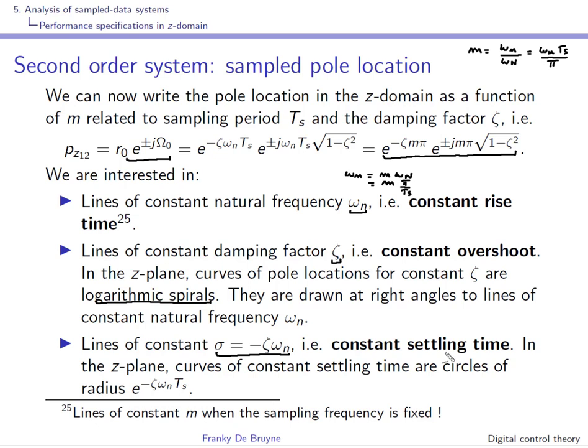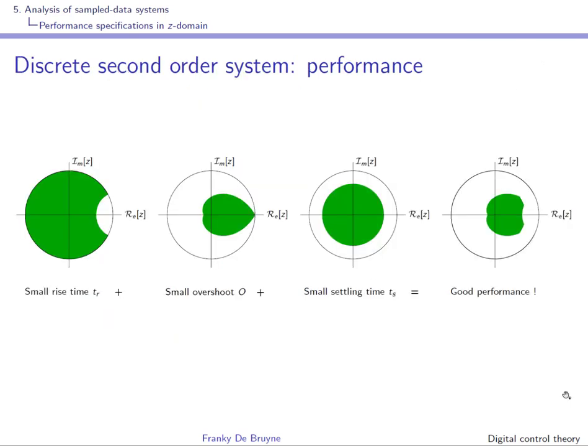We know that the settling time is in the S domain related to the real part of the pole, so these are vertical lines parallel to the j omega axis, and it will transform into circles of radius that is given by this expression over here. Let us now have a look at performance specifications in the Z domain.